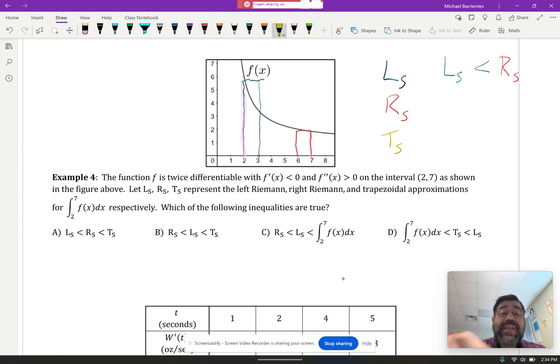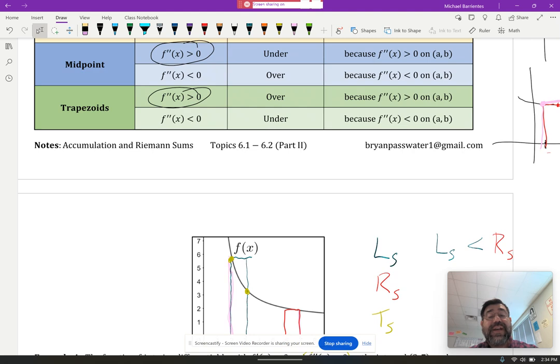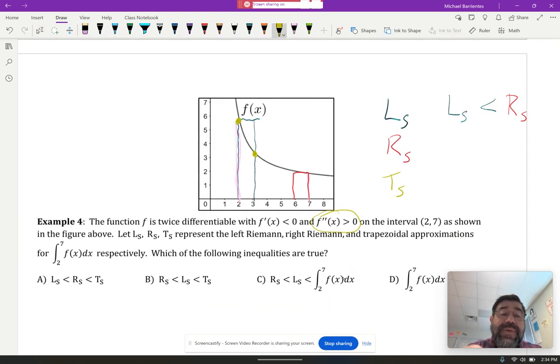Well, T of S is going to be from here to here. By the way, this is concave up. So remember what we said, concave up. And they even tell me here, concave up means the second derivative is positive. Well, according to this, I should have overestimates, right? But when I draw it, even though this is an overestimate, this rectangle, is it as much as the overestimate of the left side? And the answer is no.